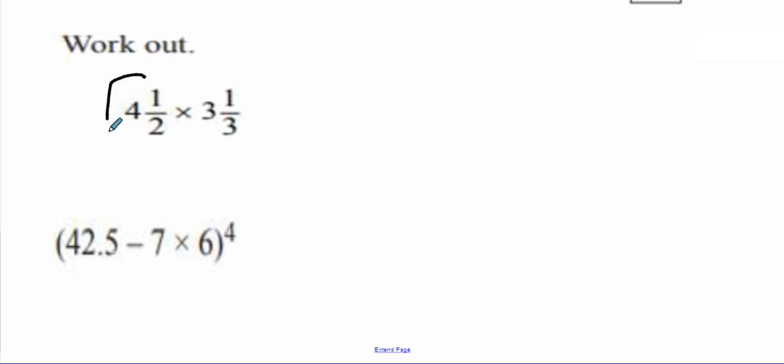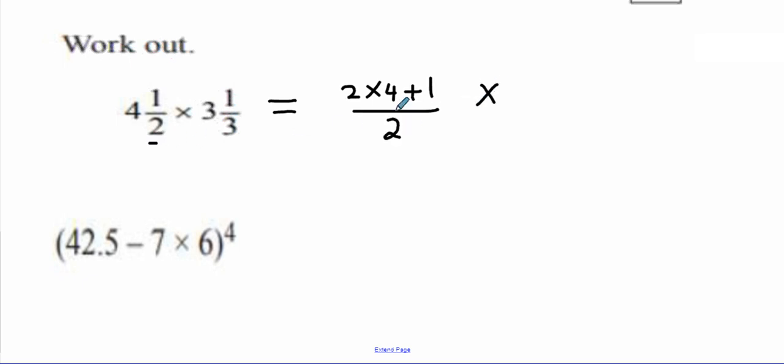Work out these. Answering these questions does not require you to have a calculator. It's just to do it as easy as follows. You have 4 1 over 2 times 3 1 over 3. What we do, step 1, is change these mixed numbers into improper fractions. So this will be 2 times 4 plus 1 over the denominator 2, then times 3 times 3 plus 1 over the denominator 3.